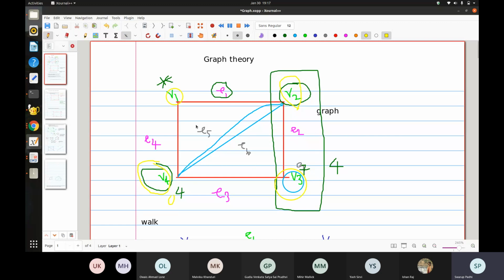Now we will only see those vertices which are not in U but are adjacent to some vertex in U. Therefore V1 and V4 will be those vertices which belong to N of capital U. V1 is connected to V2, and V4 is connected to both V2 and V3. So they are part of the set N of U, because they do not belong to U but are adjacent to some vertex in U.